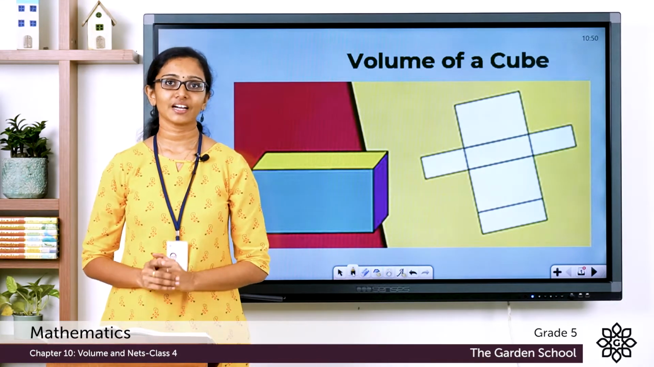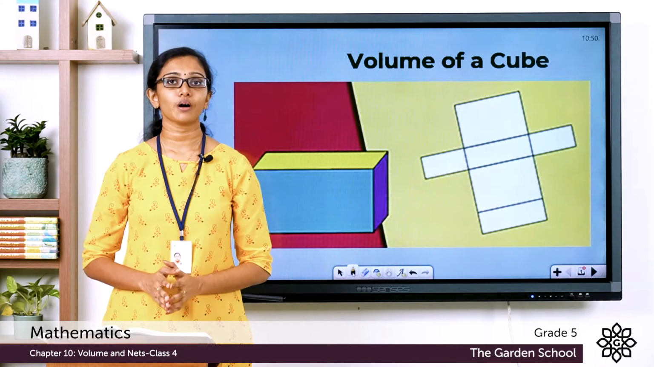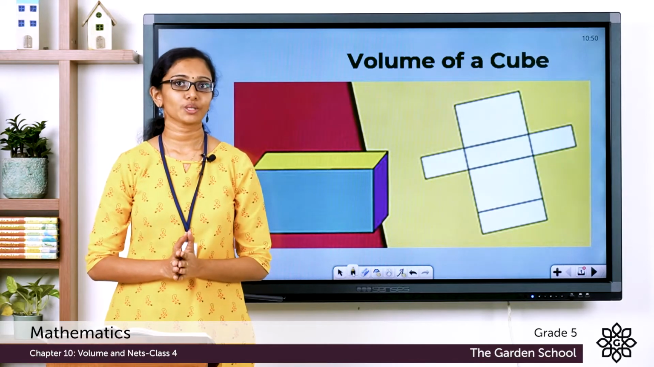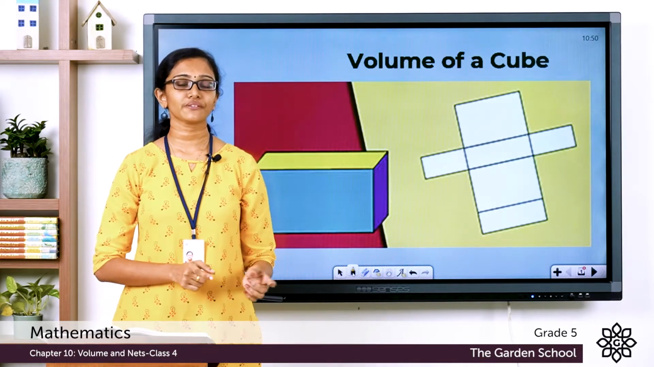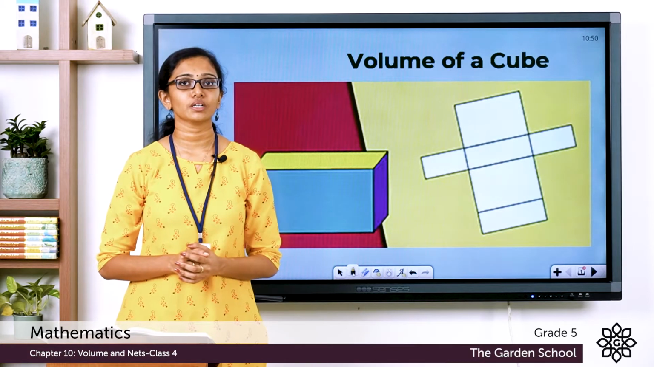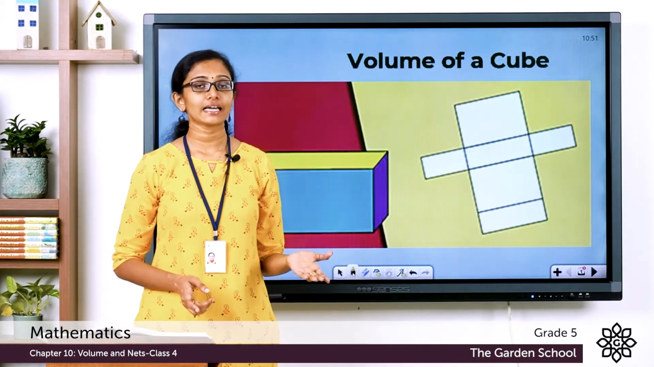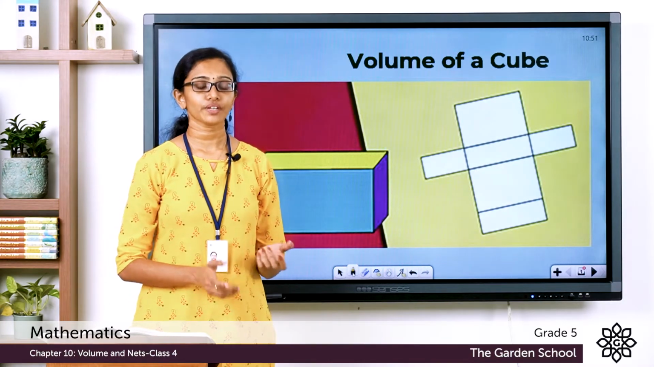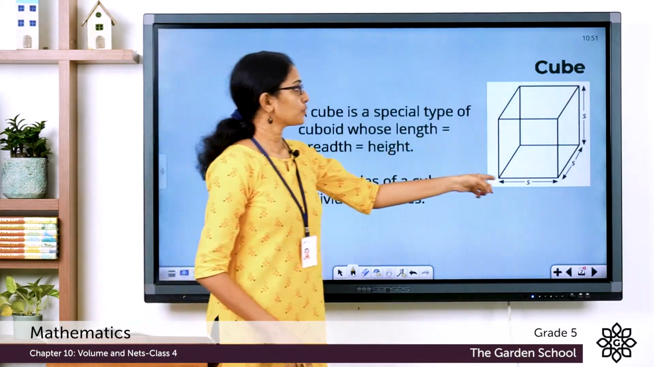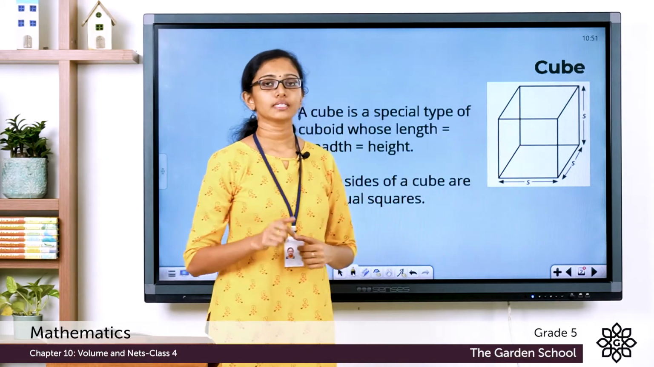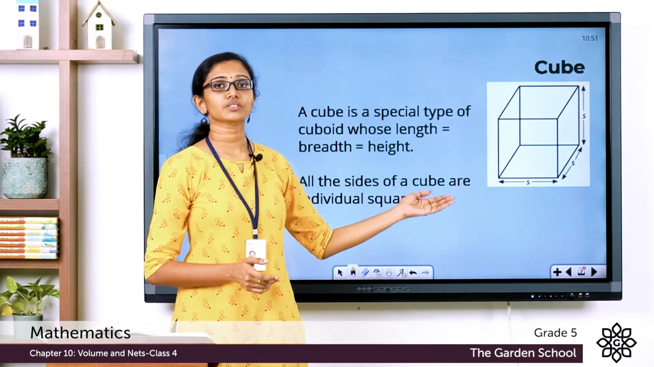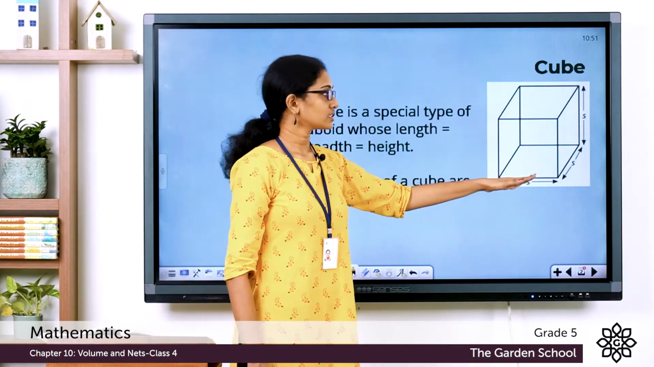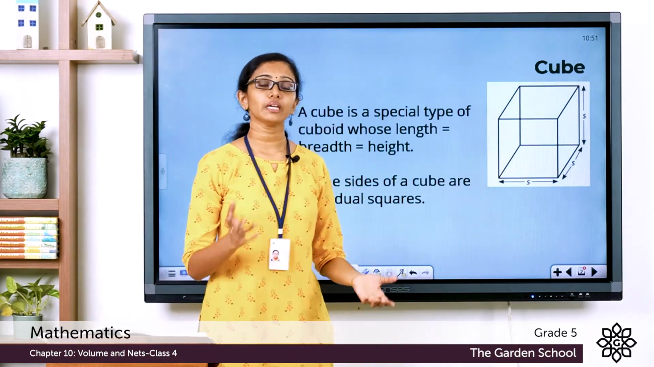In the previous class, we learned how to find out the volume of a cuboid. So, today we'll see how to find out the volume of a cube. Now, what is the difference between a cuboid and a cube? A cuboid has got a length, breadth and height, which may all be different. But in the case of a cube, the length, breadth and height are all the same. The sides or the edges are all the same. For example, if S is the length, the height and the breadth will also be S.